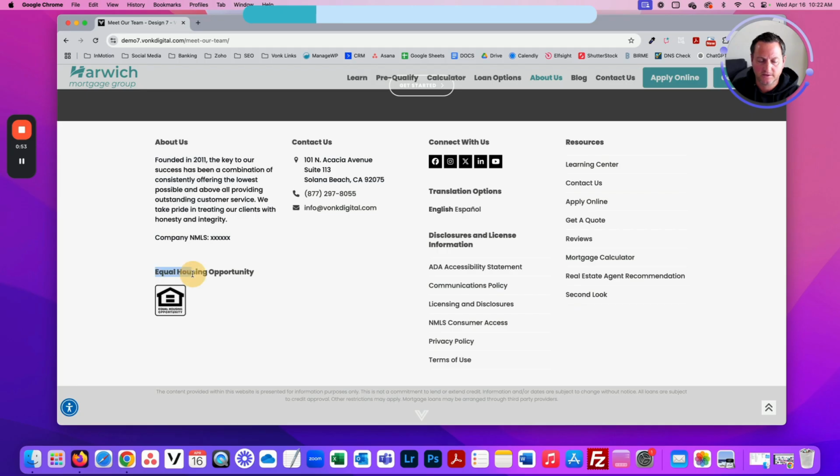Next one down, equal housing. You have to have the equal housing logo on your website on every single page. I put it in the footer. And if you're an equal opportunity lender, obviously use that logo instead.